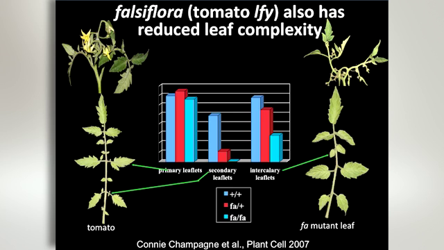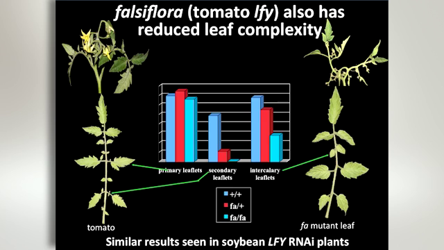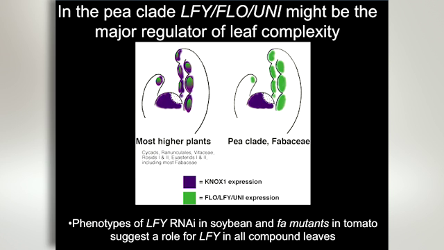And what Connie showed was that while the primary leaflet numbers do not change, so here we're looking at wild-type, falsiflora heterozygotes and falsiflora homozygotes, the secondary and intercalary leaflet numbers do change quite a bit. So this suggests that even in this group where KNOX is a major player, there is a role for LEAFY in regulating leaf complexity. And we showed similar results in soybean by making RNAi of LEAFY in those plants. So the conclusion from this study in the legumes was that in the pea clade, it's LEAFY that's the major regulator of leaf complexity, but that in most higher plants, LEAFY still has some role in regulating leaf complexity.